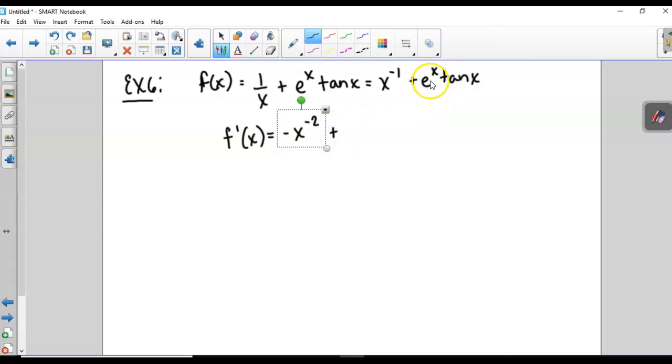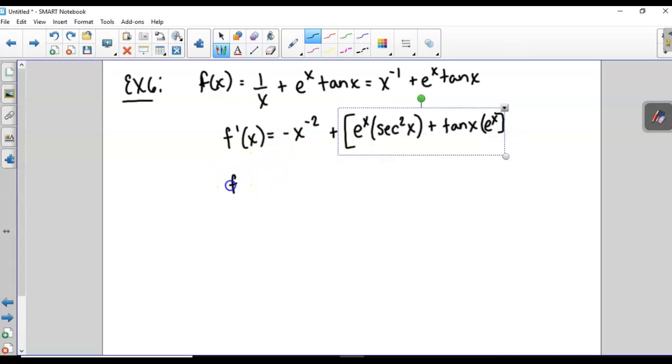What do I have to use to multiply e to the x times tangent x? Product rule. So then we would have e to the x times the derivative of tangent x, which we just found, and I'm sure you don't have memorized yet, but I know what it is. It's secant squared x plus tangent x times the derivative of e to the x. What is the derivative of e to the x? E to the x.